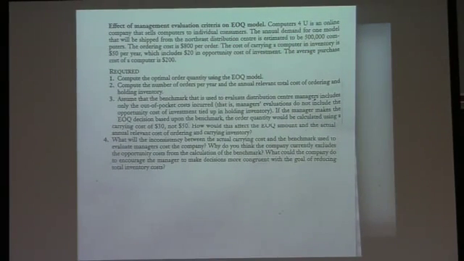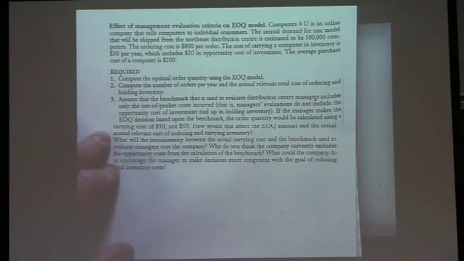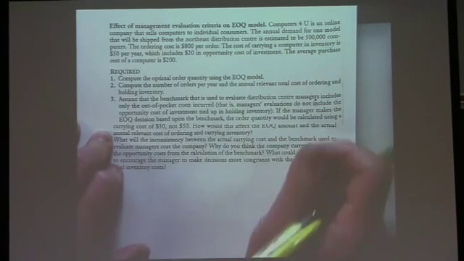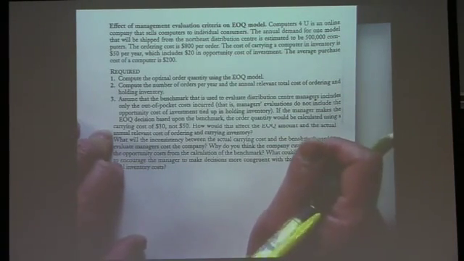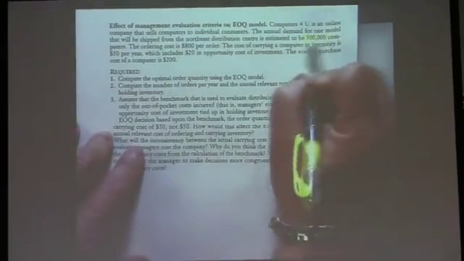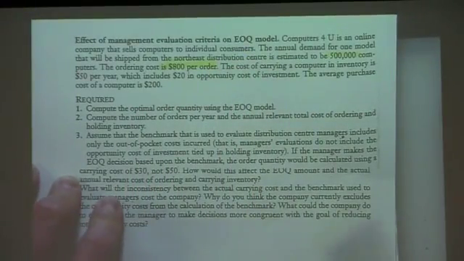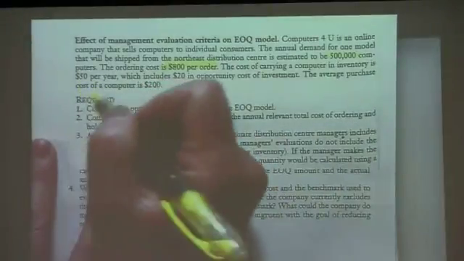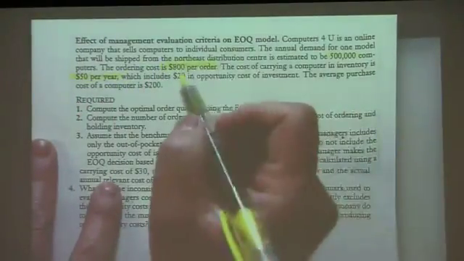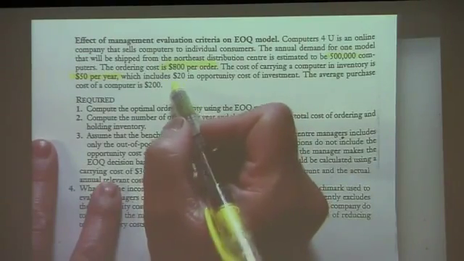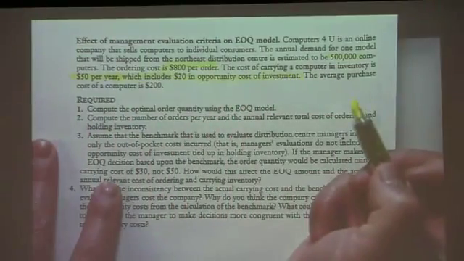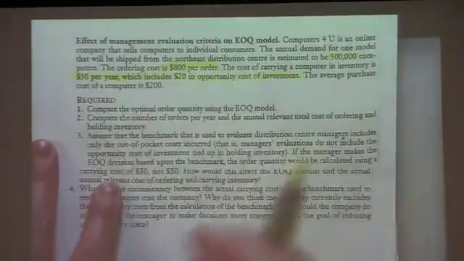Computers for You is an online company that sells computers to individual consumers. The annual demand for one model that will be shipped from the Northeast Distribution Center is 500,000. That will be your annual demand. The ordering cost is $800 per order, and the cost of carrying a computer in inventory is $50 per year, which includes $20 opportunity cost of the investment. The average purchase cost is $200.